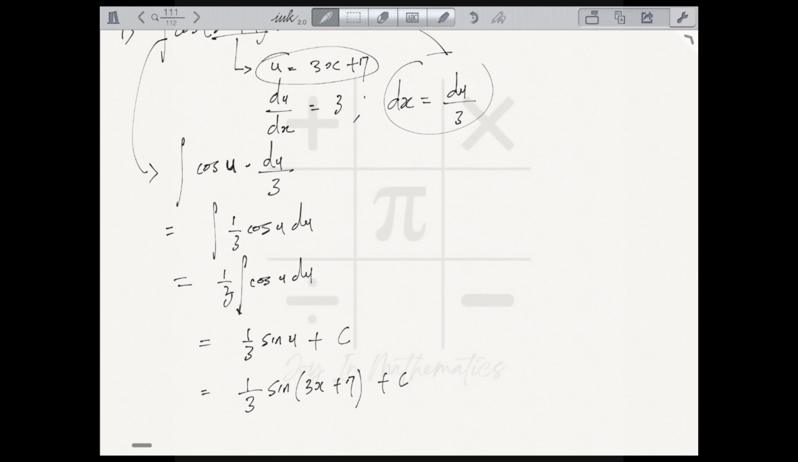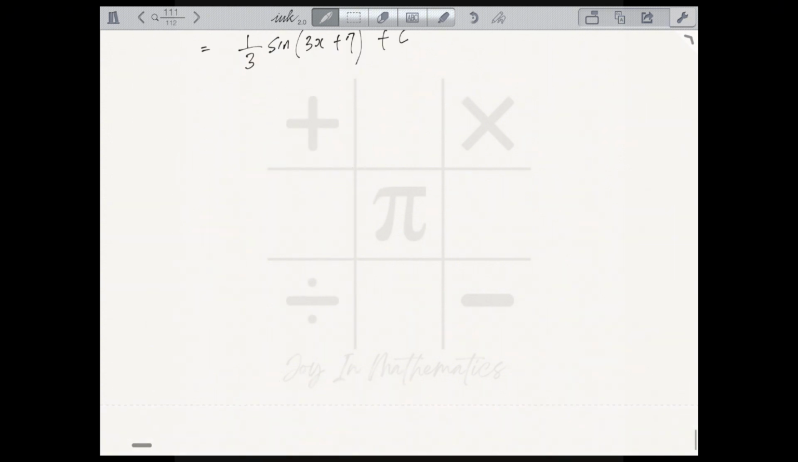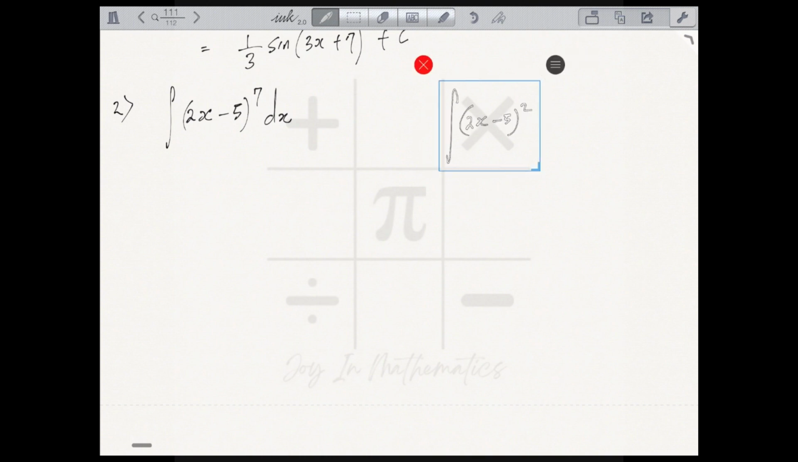Let's try another example. Let's evaluate the integral of (2x - 5) raised to the power 7 dx. Now, we are familiar with (2x - 5) raised to the power 2, where we can just multiply 2x - 5 by itself 2 times. But do we have to go ahead and multiply it by itself 7 times? However, we can just use the substitution method.